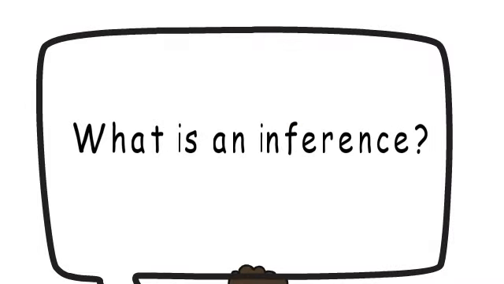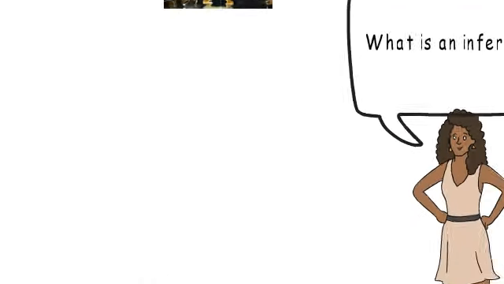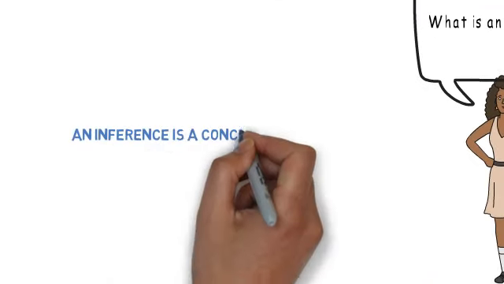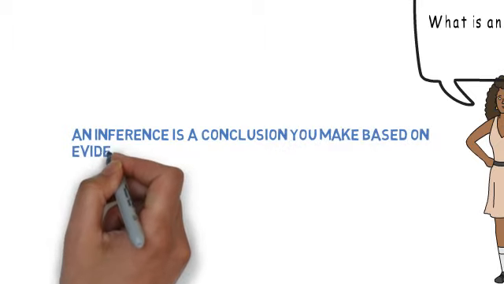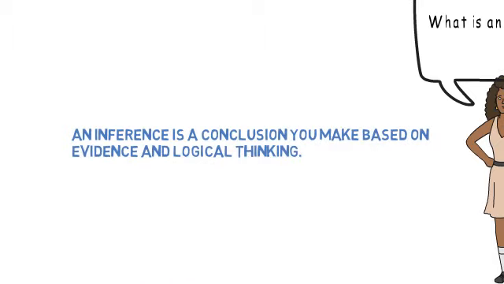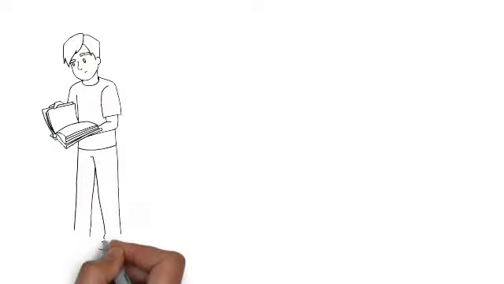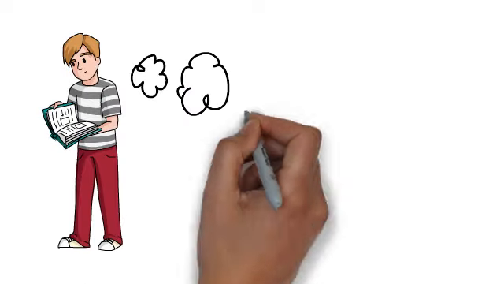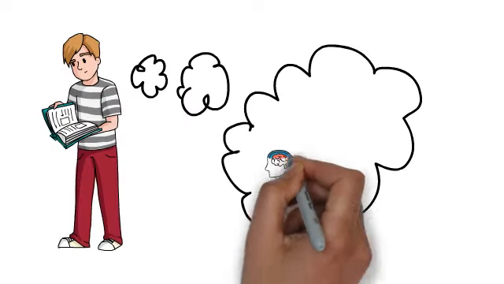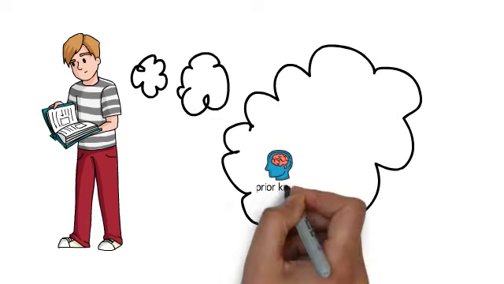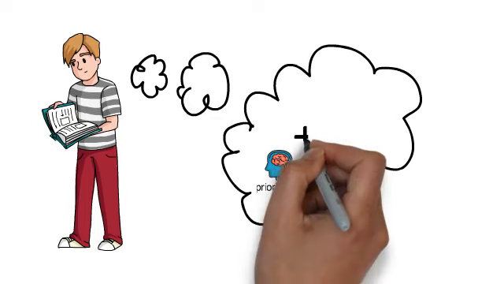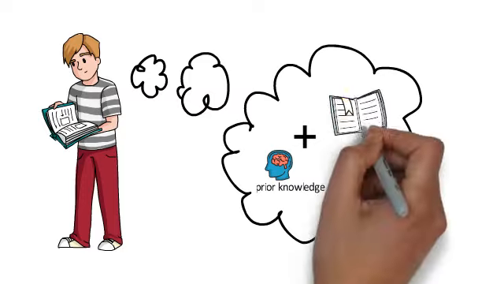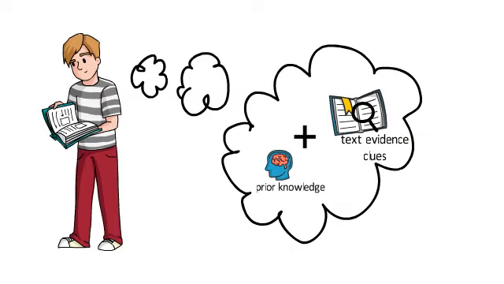Miss Carrasco, what's an inference? An inference is a conclusion you make based on evidence and logical thinking. When we read a story or a small passage, you can make inferences. All you have to do is use what you already know, also known as your prior knowledge, and use the clues in the text to come up with an idea.